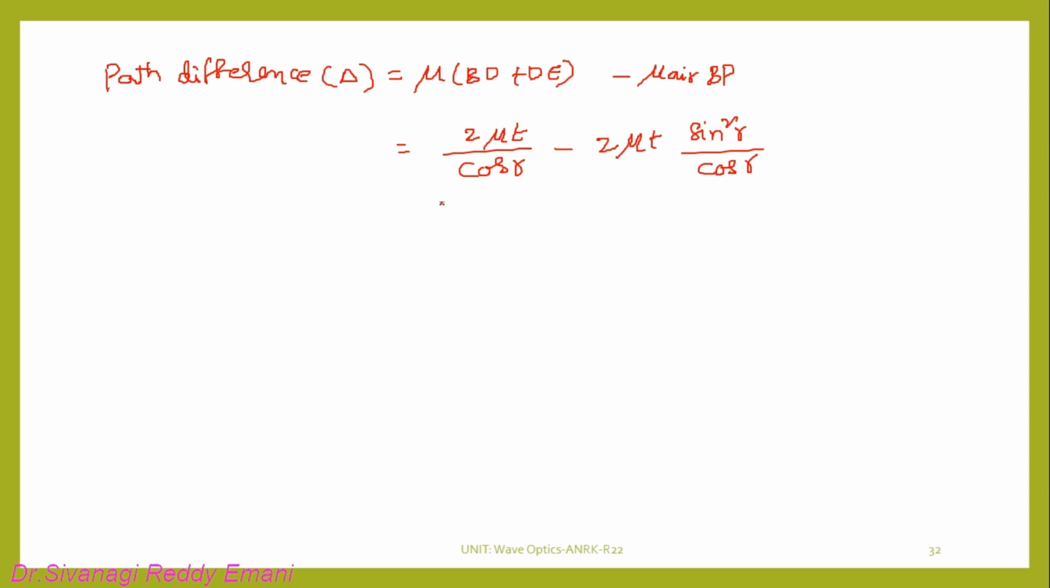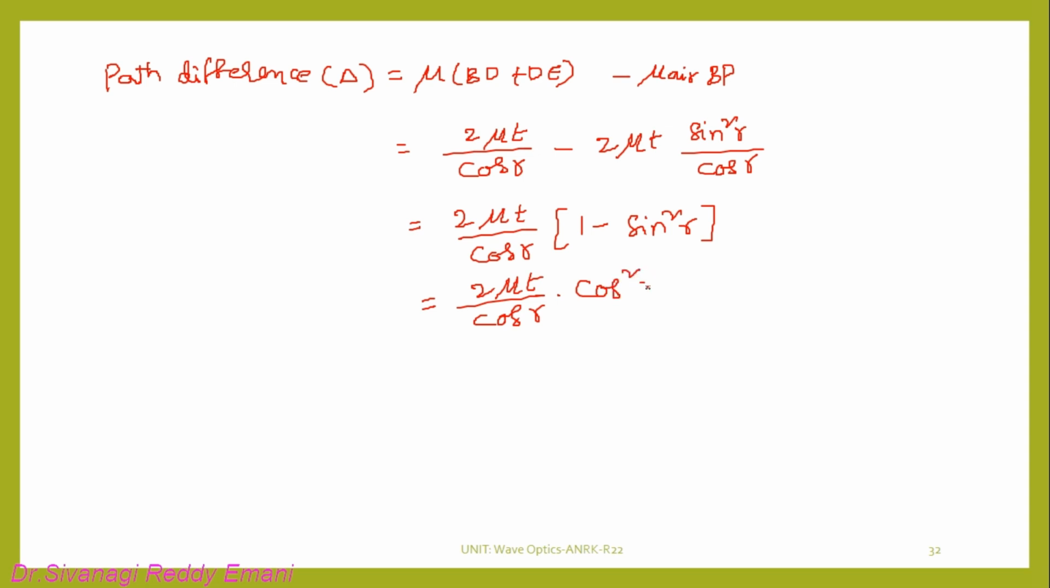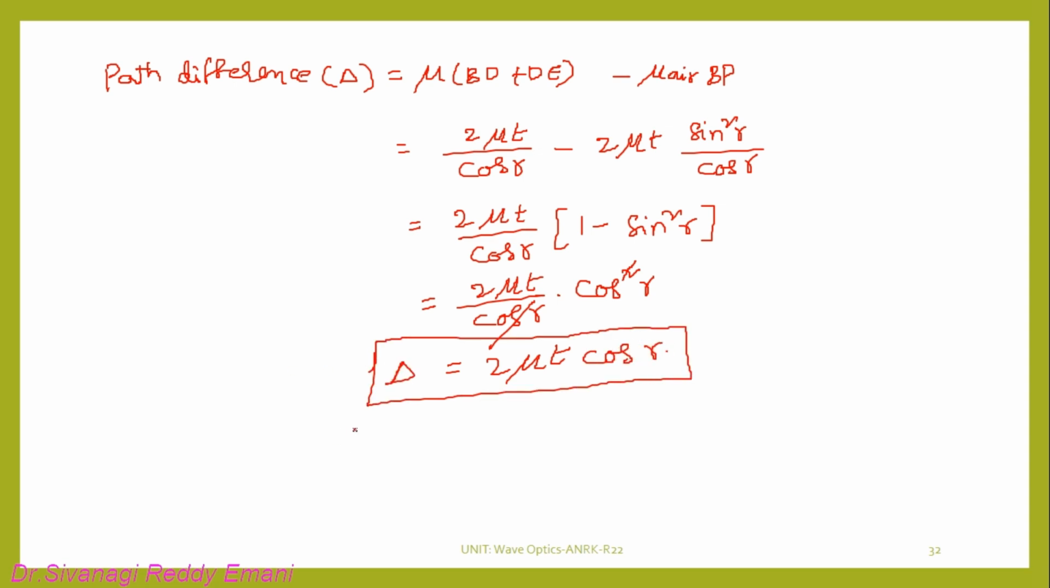What we are supposed to do is simplify this one. Now we take 2 mu T by cos R as common, then it will be 1 minus sin square R. If it is 1 minus sin square R, that can be written simply as cos square R. We already know sin square theta plus cos square theta is equal to 1. From that relation we will use, so we will cancel this one. What we are left with finally is 2 mu T cos R. So this is the path difference, and this is also known as the cosine law.